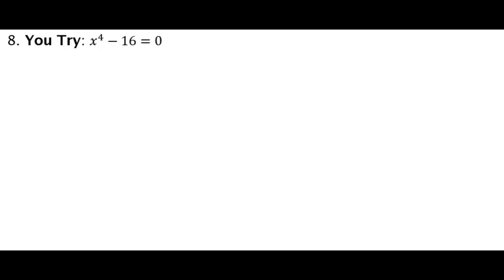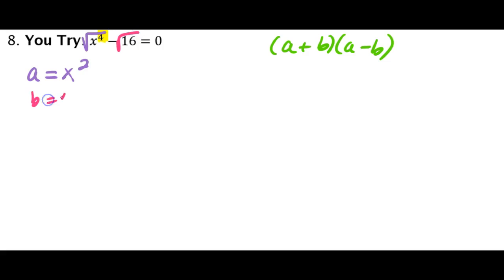This problem is going to have 4 solutions, and the best way to tackle this one is to factor this as a difference of squares. So in order to do a difference of squares, remember the formula looks like this: (a plus b)(a minus b). And to find a and b, we're going to take the square root of our first term and our last term. So our a would be x squared, and our b would be 4.